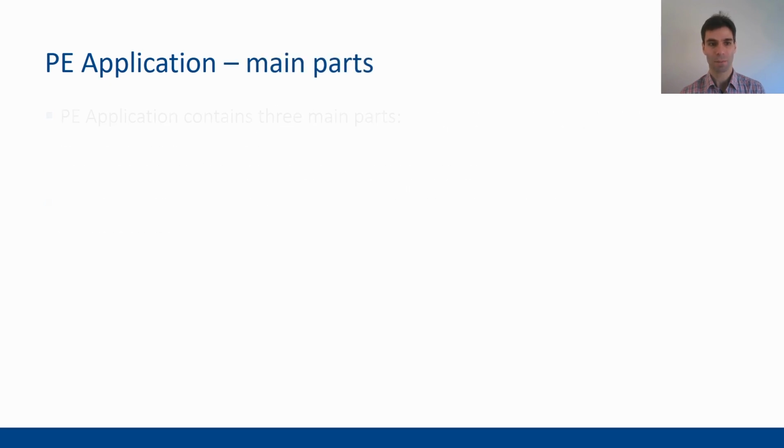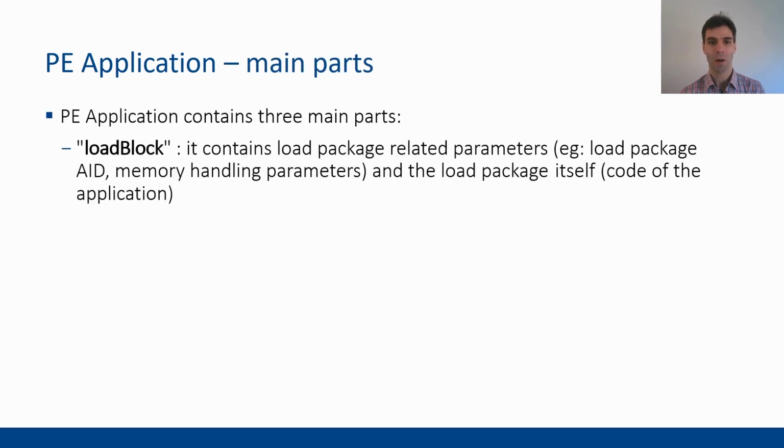There are also three main parts for the PE application. First one is the load block. It contains load package related parameters, for example, load package AID or memory handling parameters, and the load package itself, which is the code of the application. For example, for a Java Card application, the code of the CAP file.